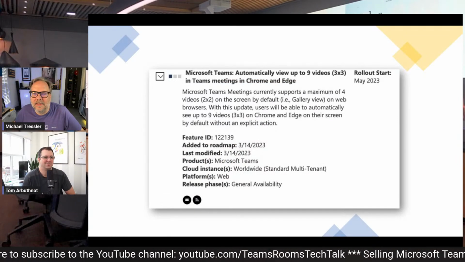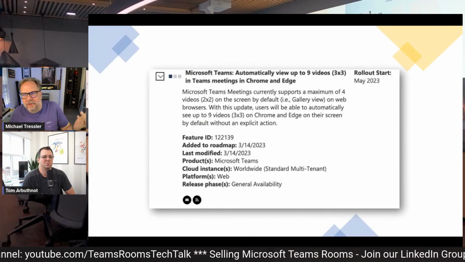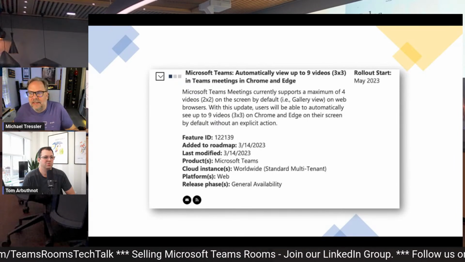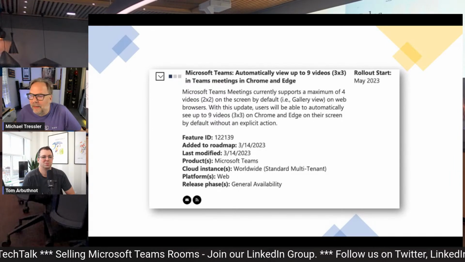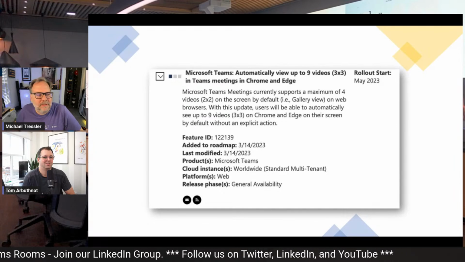3x3. So we've had this on Teams Rooms. This gives you a 3x3 grid. So if 9 people have their video turned on, which in some meetings actually does happen, depending on the company, depending on the meeting, of course, we get to see more people. So that's a good one.